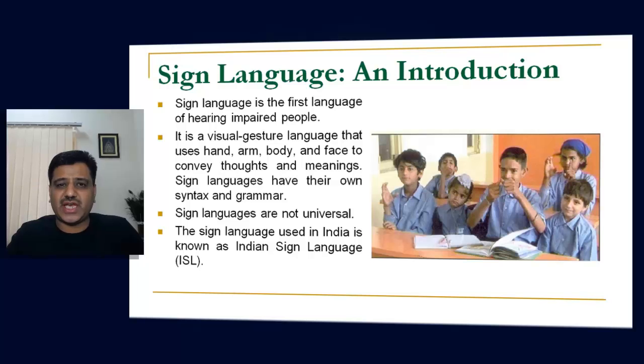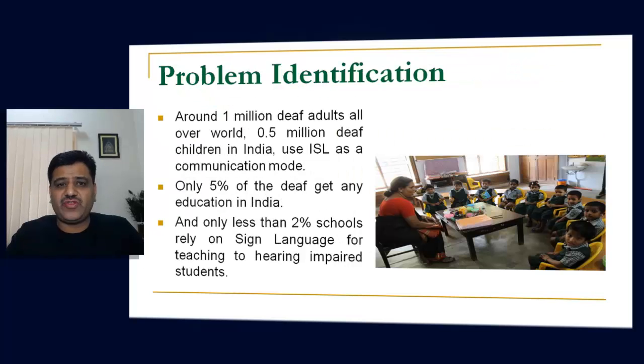Sign language is the first language used by deaf people. It is a visual gesture language that uses hand, arm, body and face to convey thoughts and meaning. Sign language has its own grammar and syntax. The sign language used in India is different from the sign language used in America or Britain. So the sign language used in India is known as Indian Sign Language, and the software developed as the outcome of this ongoing project is used to generate Indian Sign Language from English and Hindi text.